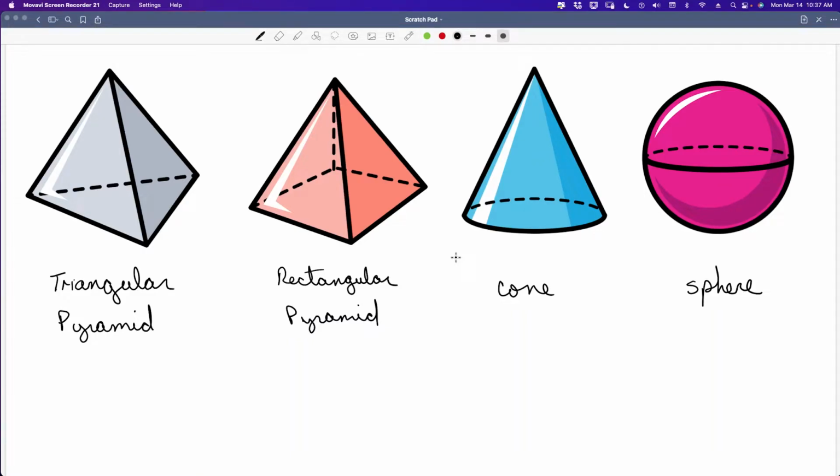Welcome back, Pre-Algebra. We're in lesson 120. We're going to talk a little bit about volume and surface area for a different set of shapes. Now, we're going to talk about the pyramids and cones and spheres.